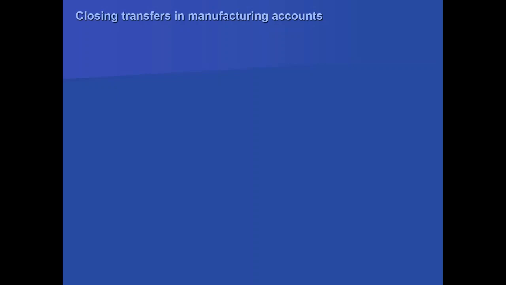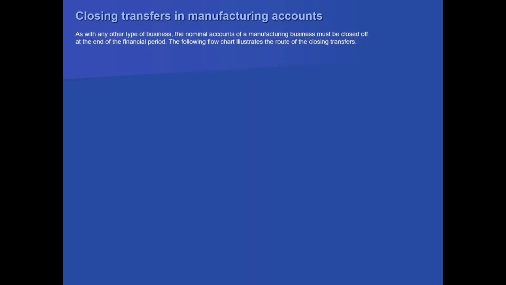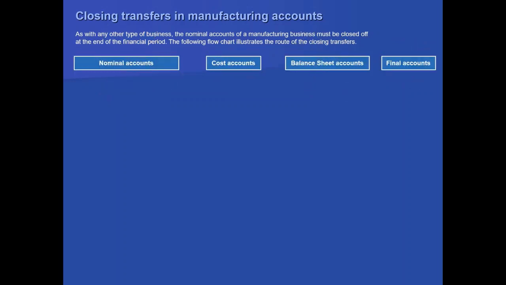Closing transfers in manufacturing accounts. As with any other type of business, the nominal accounts of a manufacturing business must be closed off at the end of the financial period. The following flowchart illustrates the route of the closing transfers. So we know from a previous slide, our main sections are the nominal accounts, the cost accounts, the balance sheet accounts, and the final accounts.